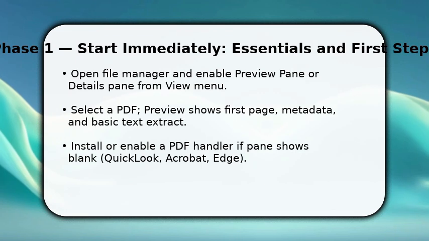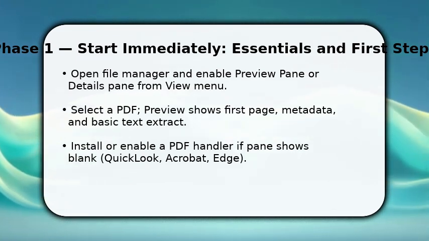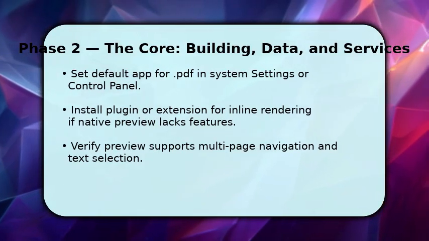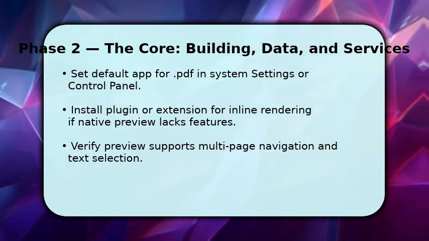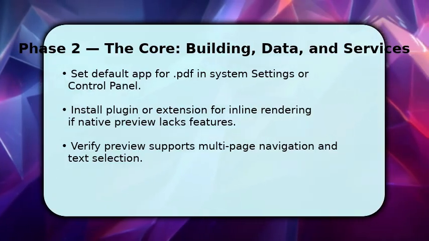Next, you register the PDF handler so the pane can render pages and text. Open Settings, find Default Apps, and set PDF to your viewer. Then, if the native preview lacks multi-page or text select, install a lightweight plugin or enable the viewer extension. This adds richer rendering without replacing defaults.